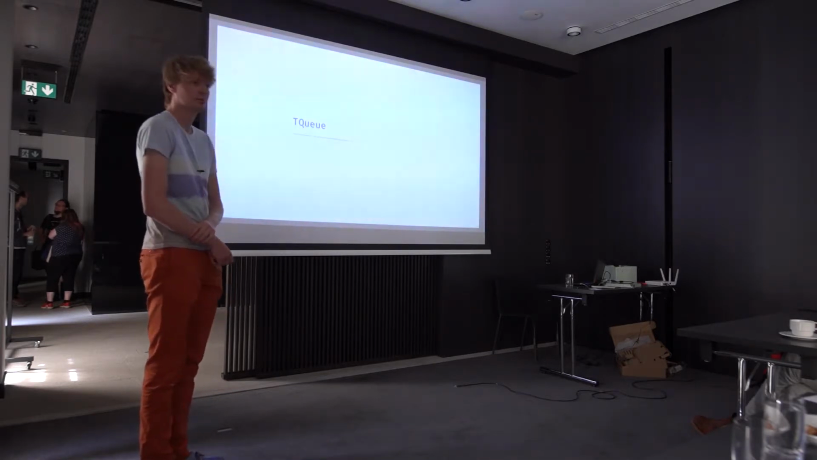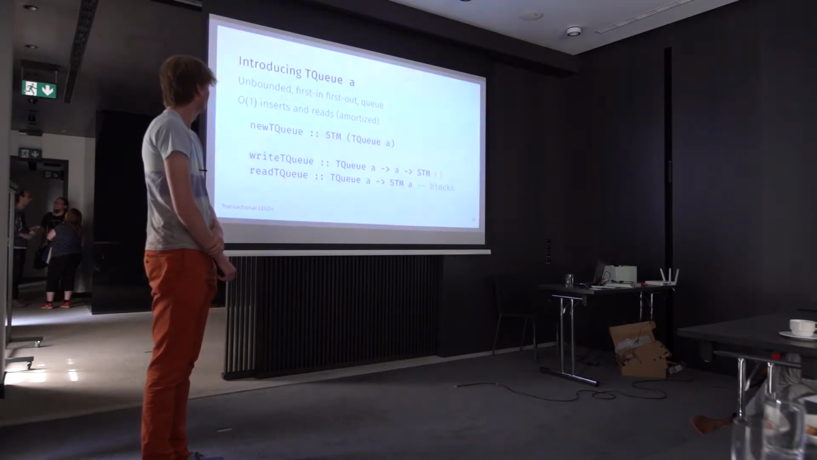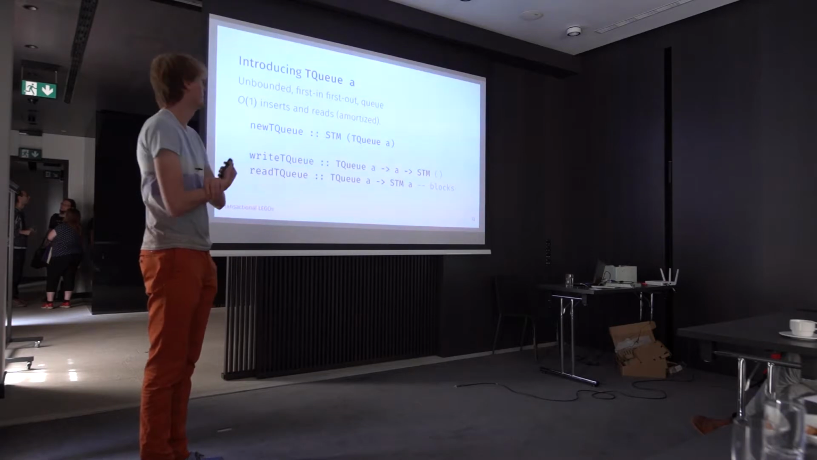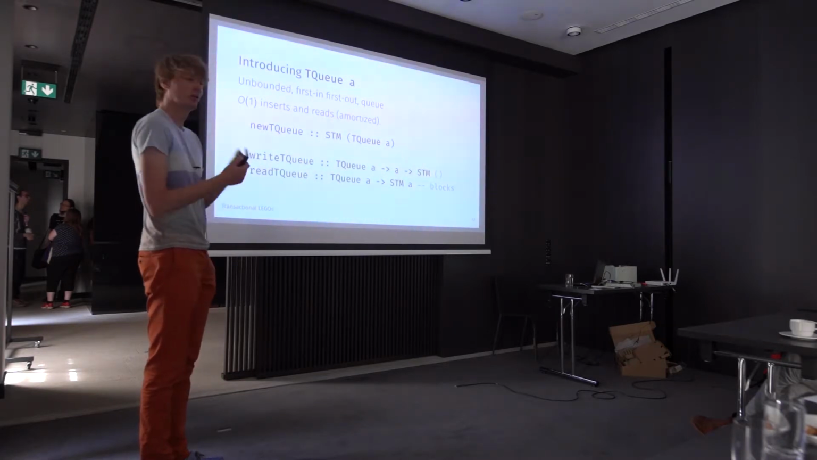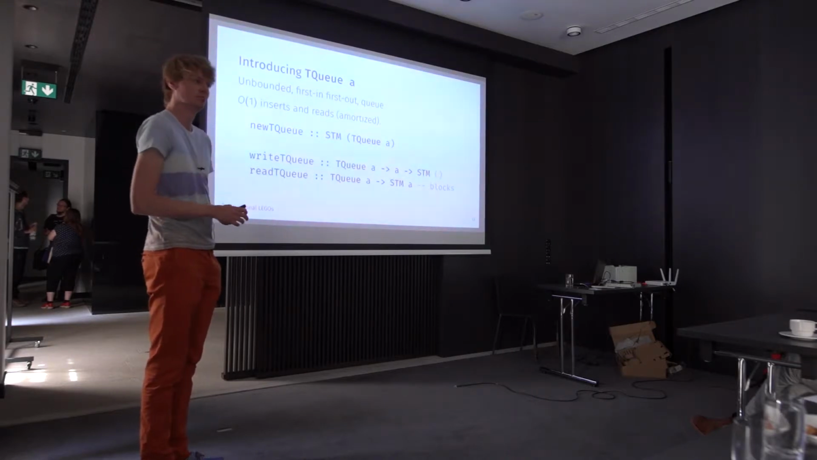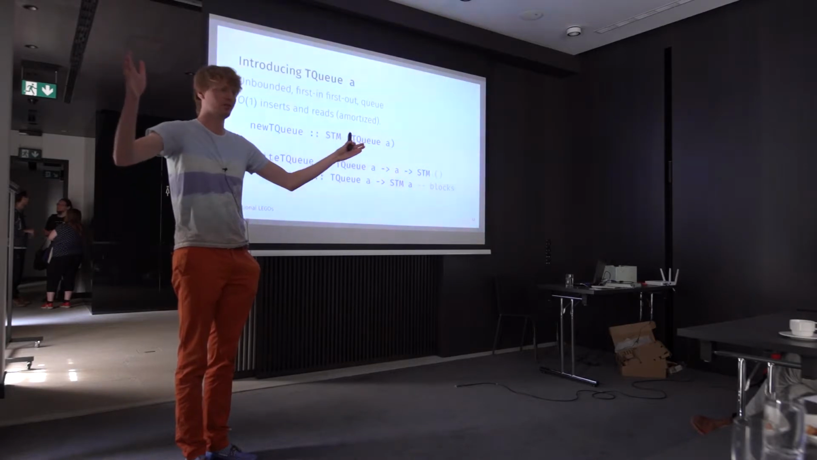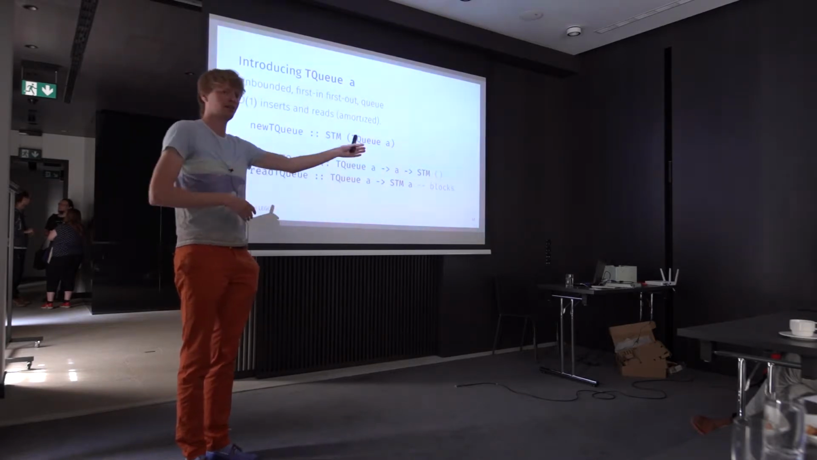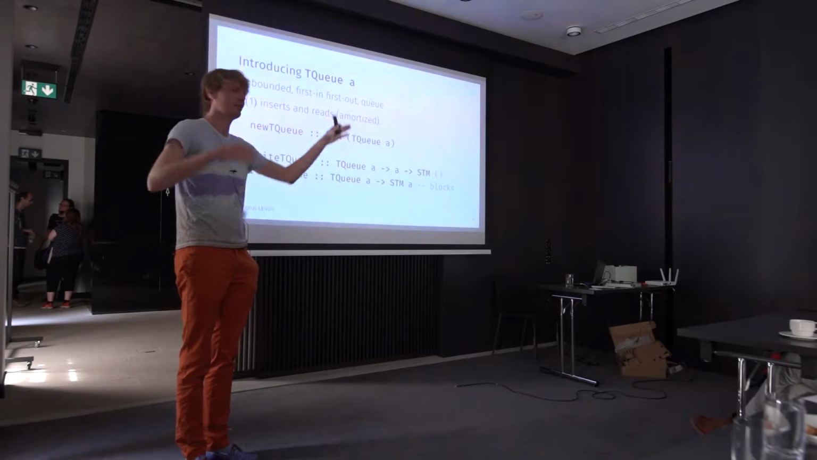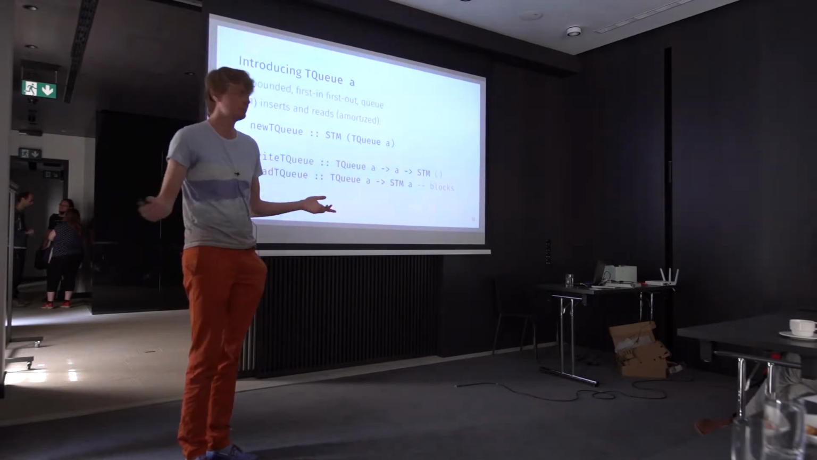All right. So those were MVars. Let's do queues. A TQueue is an unbounded first in, first out queue. So you have conceptually a big list of elements. You can put stuff in here, and you can read stuff here, and all the stuff goes in first come, first serve.